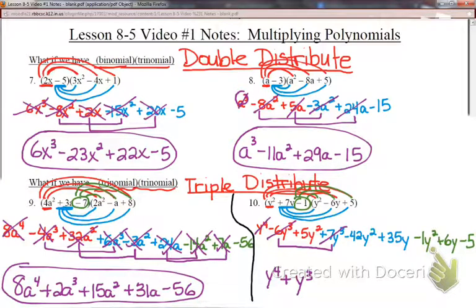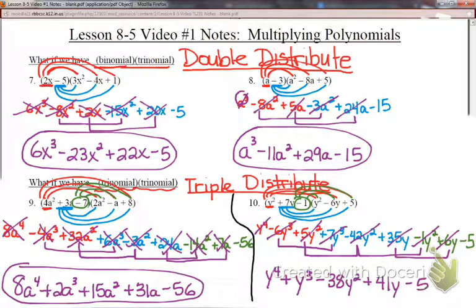Now I look at all my squareds. 5y squared minus 42y squared, that's negative 37y squared. And then minus one more would be negative 38y squared. Those are all done. Plain old y's, I got 35y plus 6y, that's 41y, so plus 41y. And the minus 5 at the end, there's nothing to combine it with. So there is your polynomial answer.